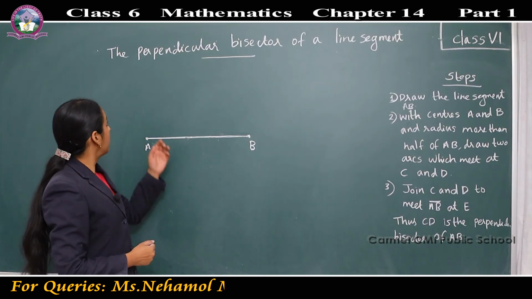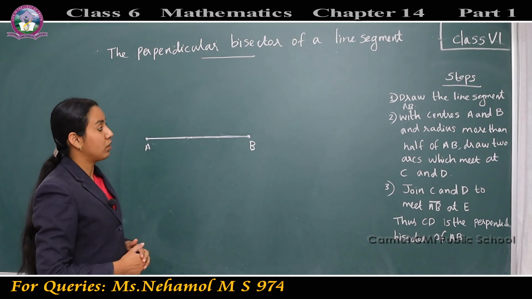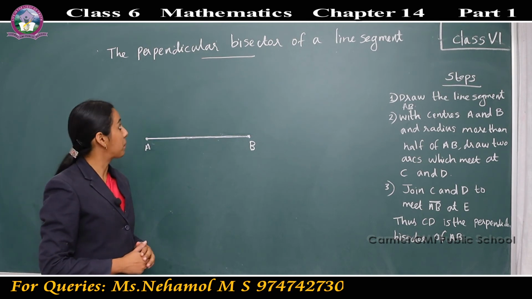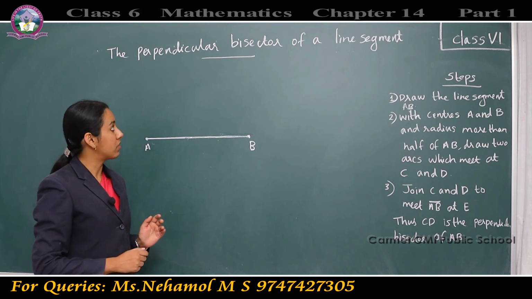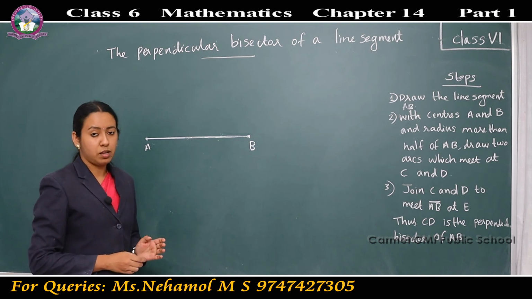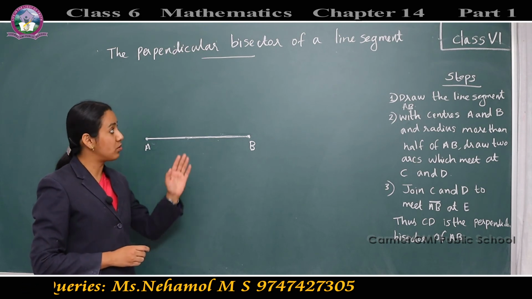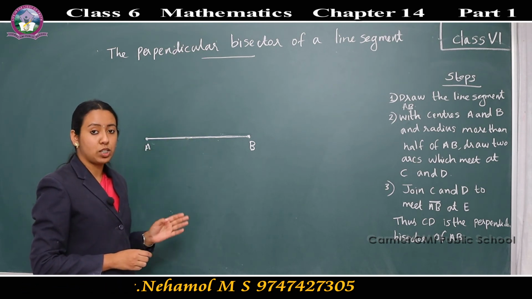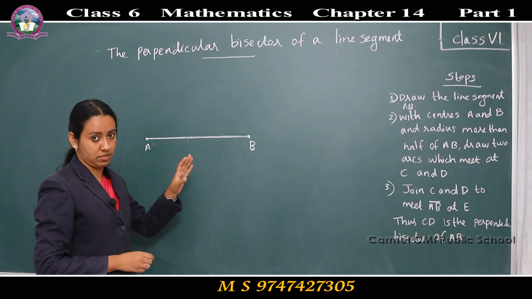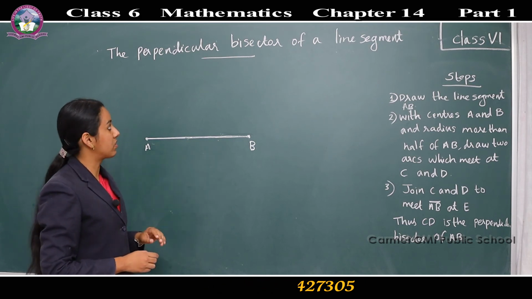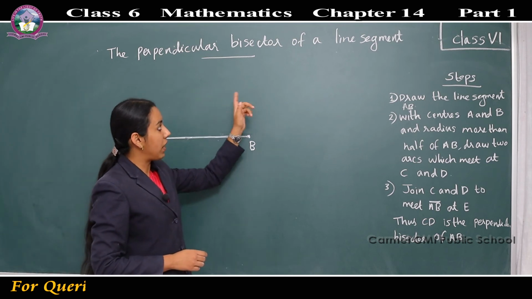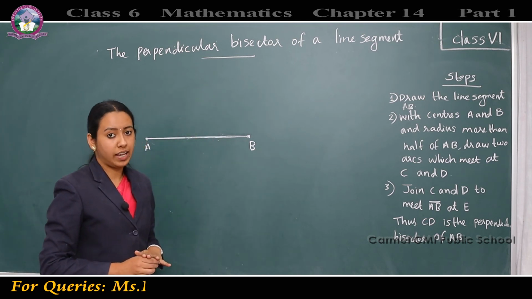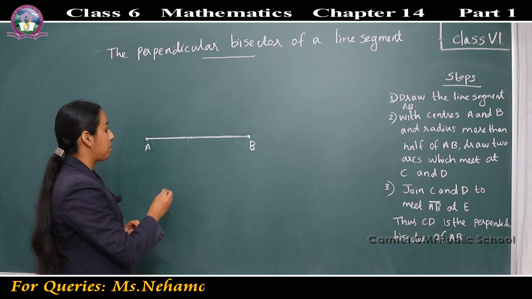Next topic, the perpendicular bisector of a line segment. First of all, what is a bisector? Bisector means it is a line which divides the line segment into two equal halves, two equal line segments. How to draw a perpendicular bisector for a line segment? We can go through an example.